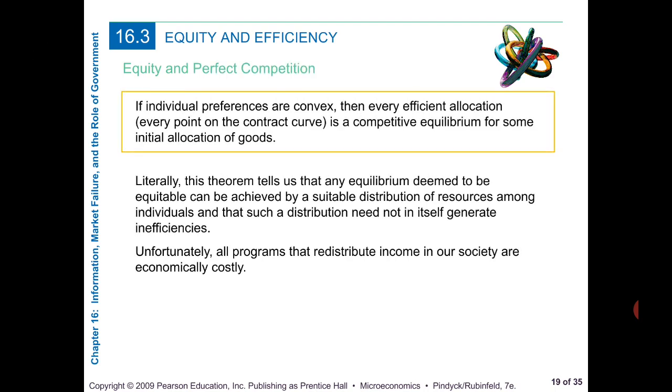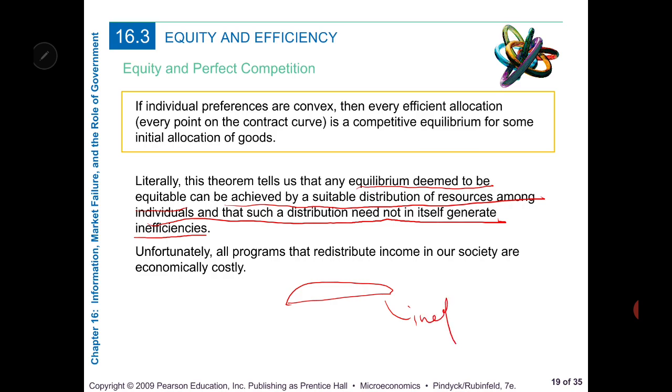Now, let's see how we can try to fit equity with perfect competition. The theorem tells us that any equilibrium deemed to be equitable can be achieved by a suitable distribution of resources among individuals, and that such a distribution need not in itself generate inefficiency. And this is where a lot of countries are struggling. We talk about social protection, giving assistance to people, whereas that assistance itself should also be delivered in an efficient way.